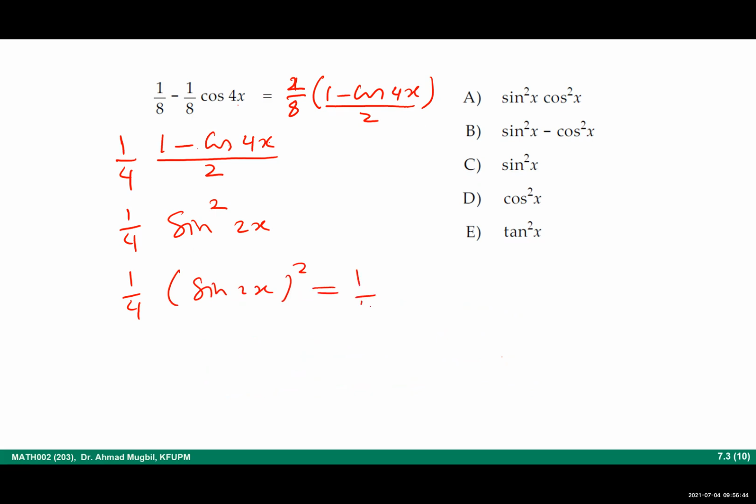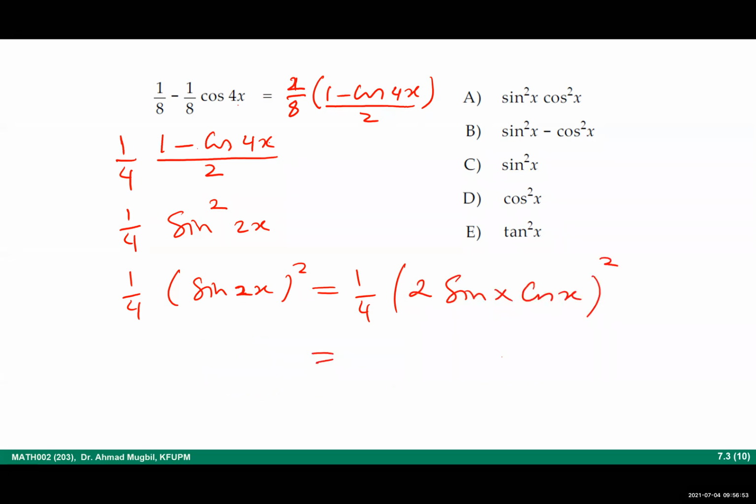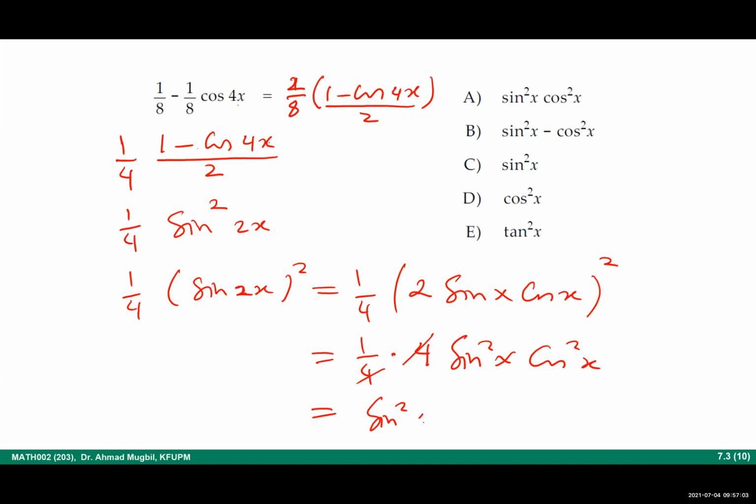What is sine 2x? It is 2 sine x cosine x, all squared. This is 1 over 4 times 2 to the power 2, which is 4, times sine squared x cosine squared x. This will be cancelled and you will have sine squared x cosine squared x. That's it. So we have shown this, so easy.